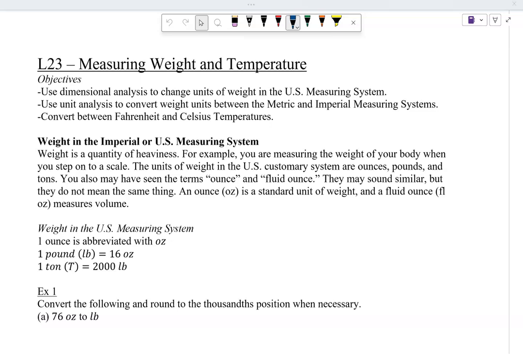Today we're going to talk about weight and temperature. So weight's just a quantity of heaviness, right? It's like your body weight when you step on a scale. And units in the U.S. customary system are ounces, pounds, and tons. Now these ounces are a little different than the fluid ounces that we used prior to this, when we were measuring liquids. So 16 ounces is equal to a pound when you're measuring weight in the U.S. or imperial measuring system, and a ton is equal to 2,000 pounds.